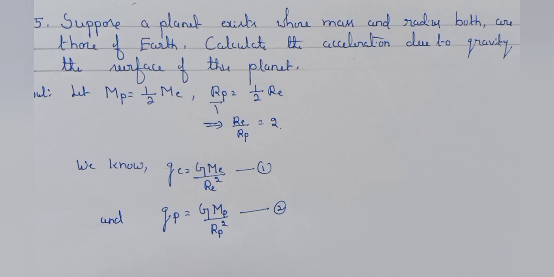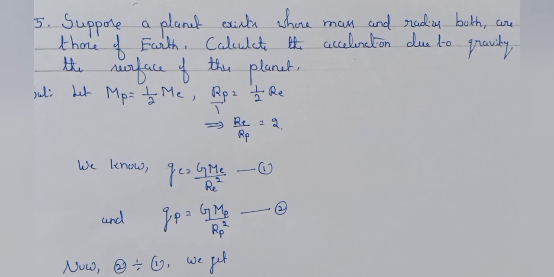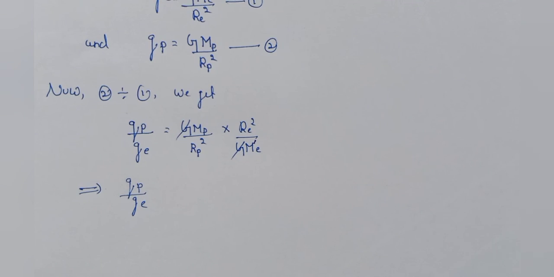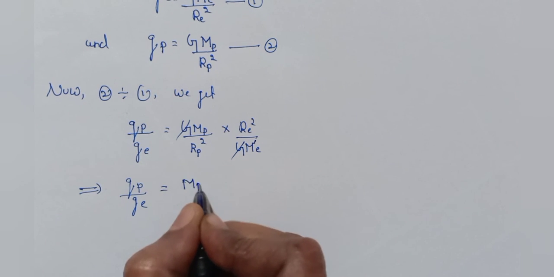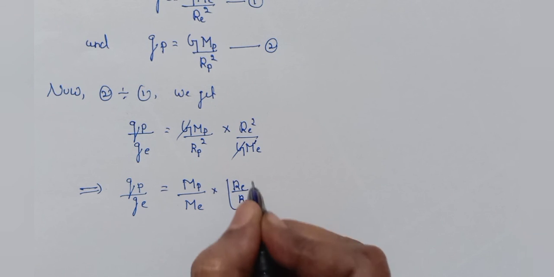Now divide equation 2 by 1. We get GP by GE. GP by GE is equal to, GP is G MP by RP square into RE square by G into mass of the earth. We can cancel this G, then GP by GE is equal to mass of the planet by mass of the earth into RE by RP whole square.